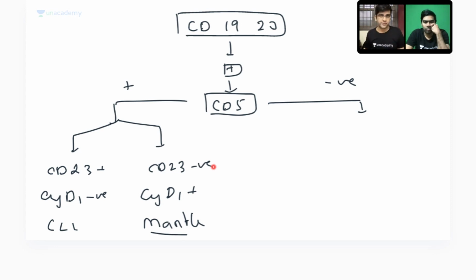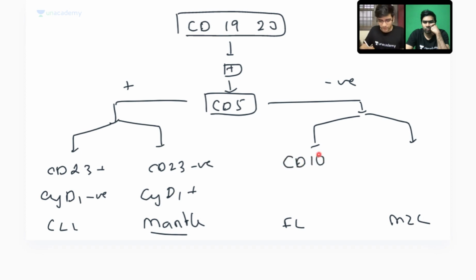If it is negative for CD5, again, I have 2 possibilities. Your follicular and marginal. I just write FL follicular lymphoma and your marginal zone lymphoma. Of these 2, which is germinal center origin? Follicular lymphoma is germinal center origin. Tell me the markers of germinal center. CD10 and BCL6, right? Ideally, CD10 is a predominant one for me, and obviously a little bit about BCL6 as well.